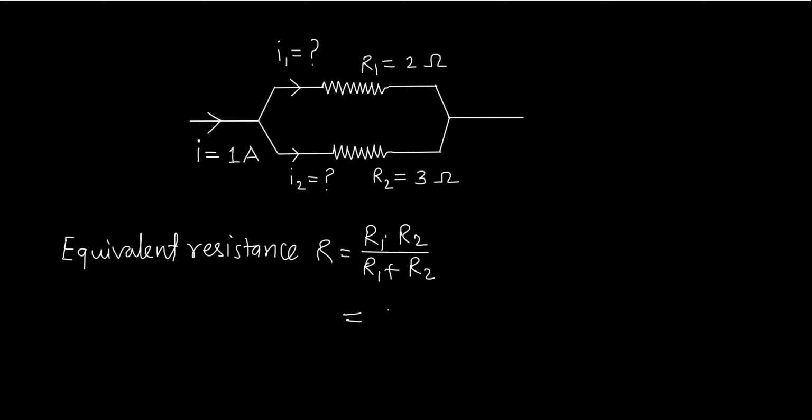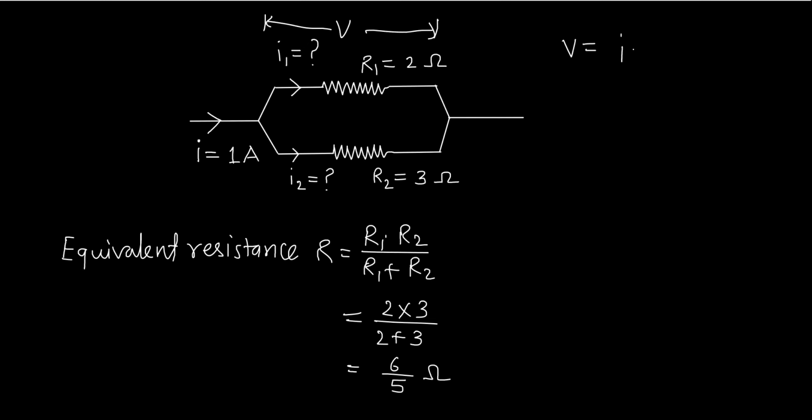If you put the values here, R1 is 2 ohm and R2 is 3 ohm. 2 into 3 divided by 2 plus 3, so it becomes 6 divided by 5 ohm. That is the total resistance of the circuit. Now we can calculate how much will be the voltage drop in this total branch, because the two resistances are connected in parallel. So we can calculate the total potential drop from here to here. Total V will be total I into total R equivalent resistance. So it will be 1 ampere into 6 by 5, so it is basically 6 by 5 volt. That is the total voltage.